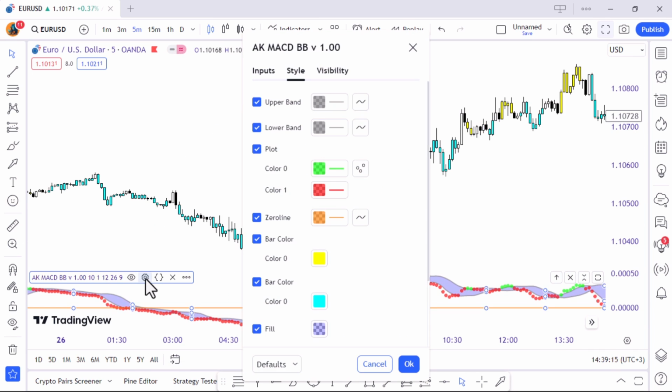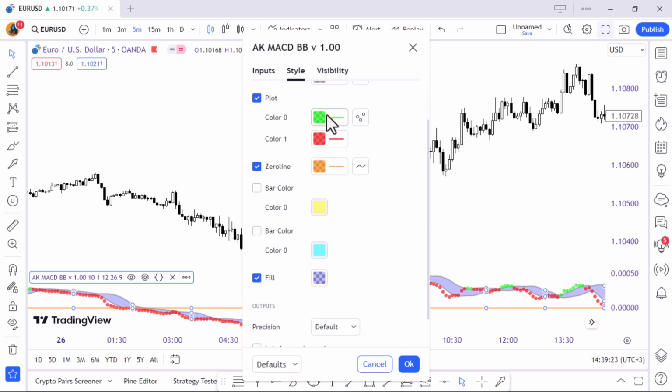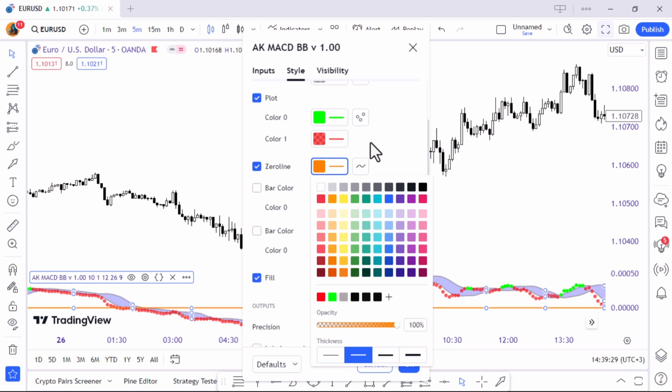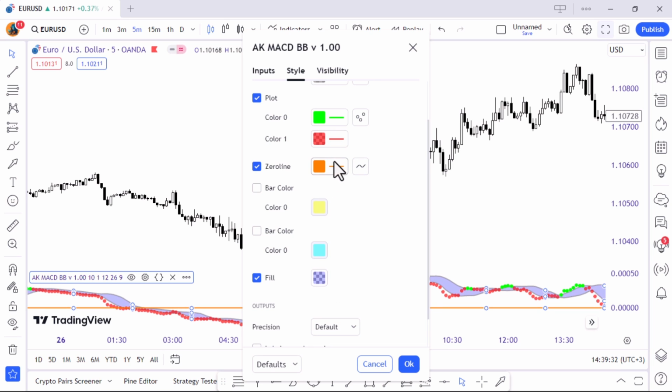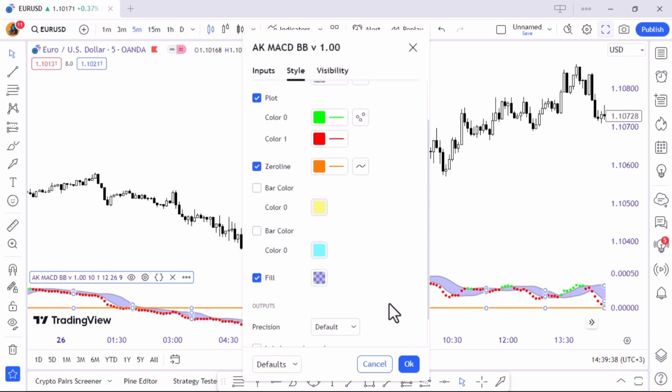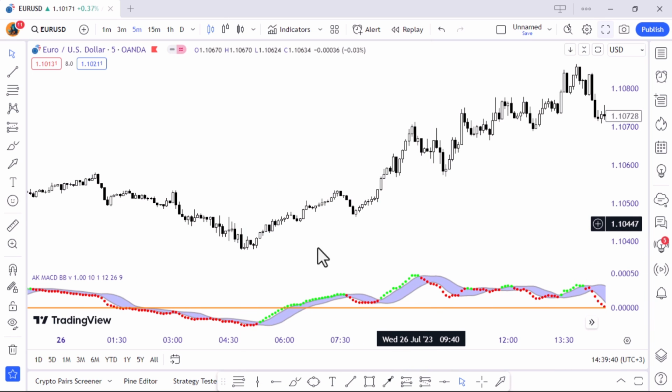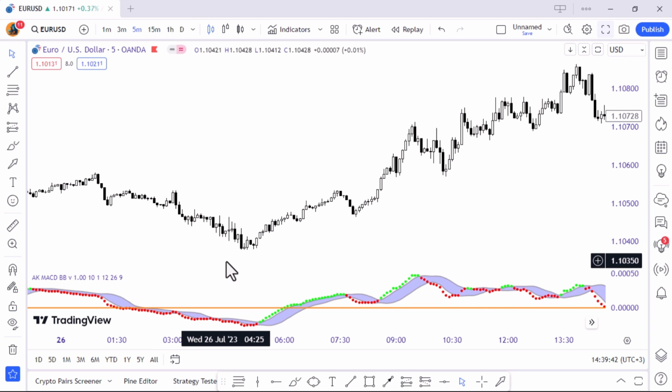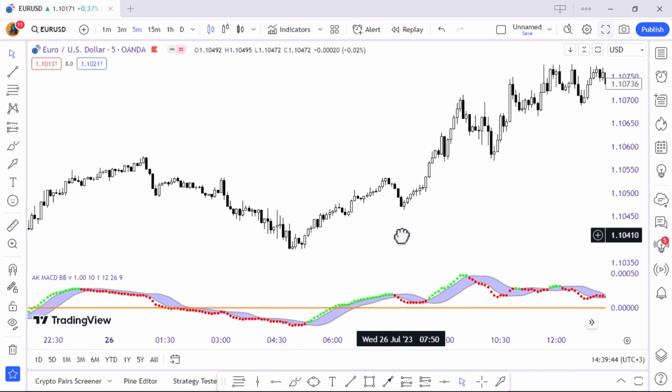Now let's change the settings of the indicator to optimize it for the strategy. Navigate to the indicator settings and click on the style tab. I'll be unchecking the bar colors checkbox. That was all I needed to do. Now let's take a look at how I can use the indicator. The indicator is very powerful.